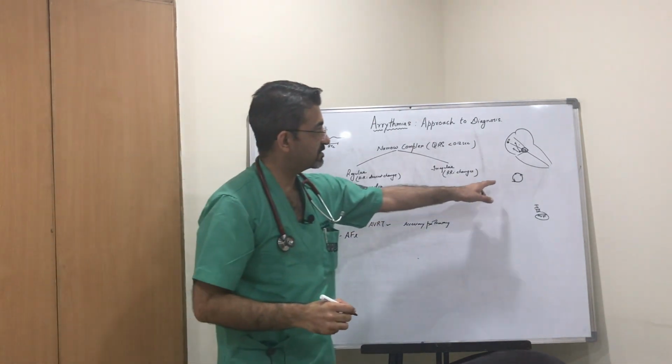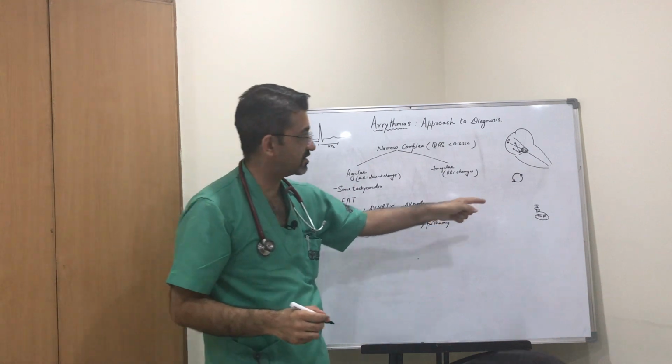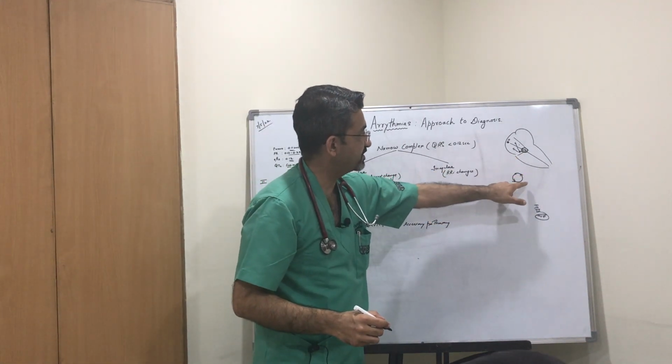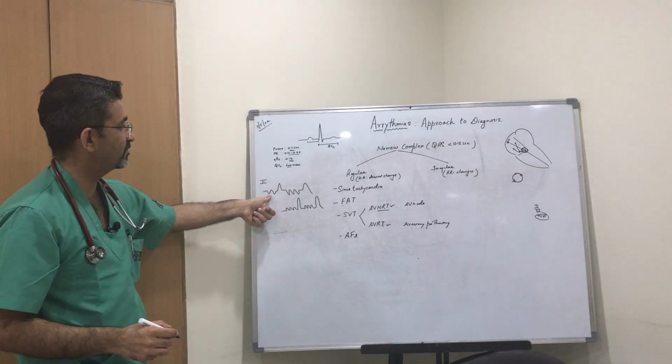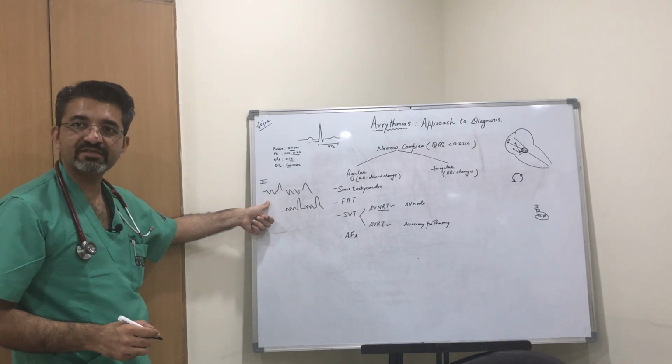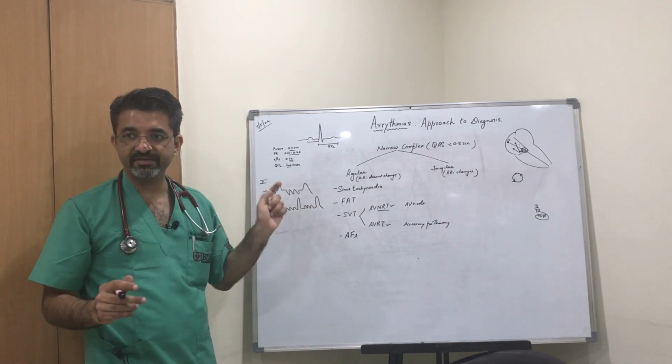Suppose the current is clockwise. Suppose there is a variant of atrial flutter where the current in the cavo-tricuspid isthmus is clockwise. Then you will have positive flutter waves in 2, 3, aVF and negative flutter waves in V1. Clear?